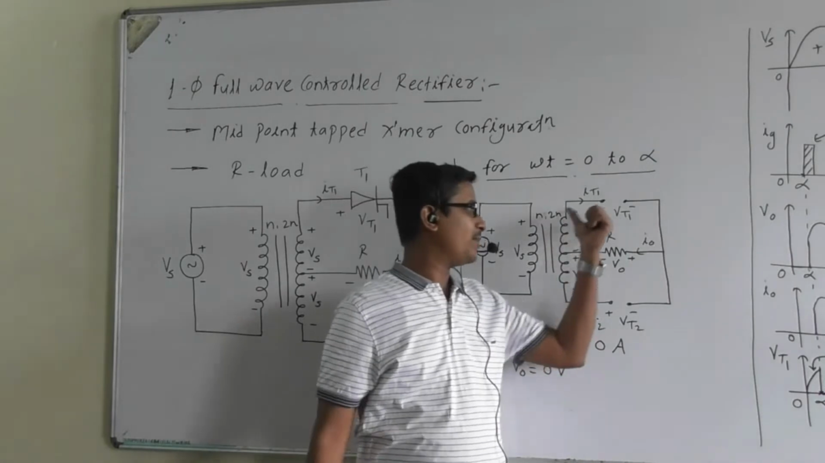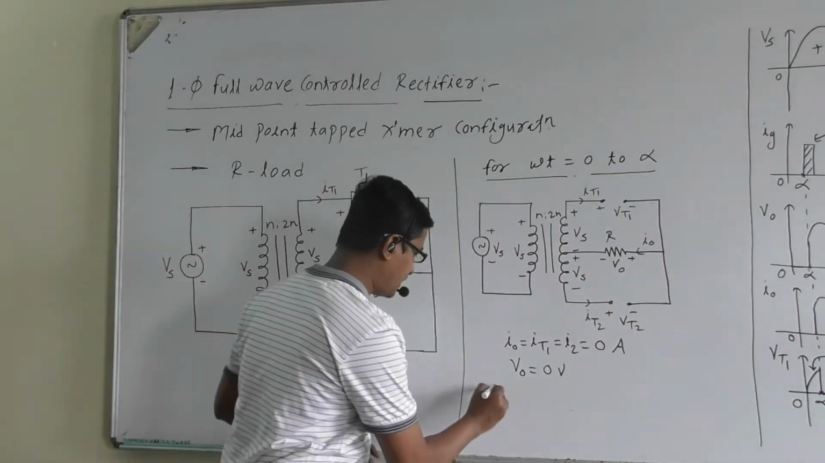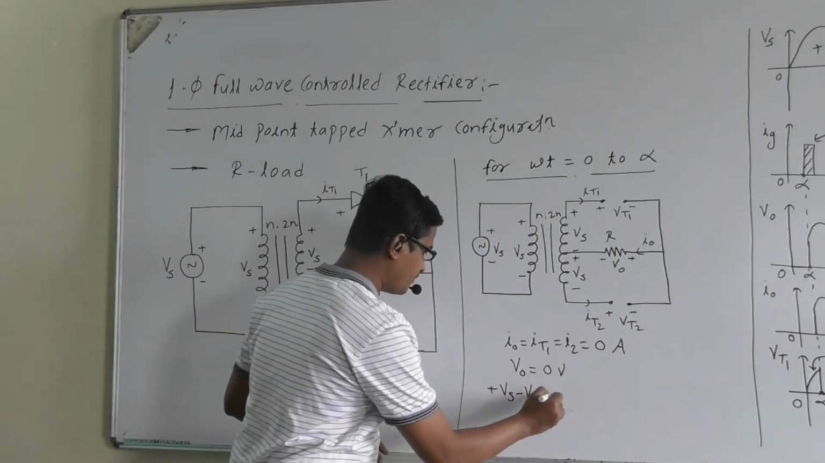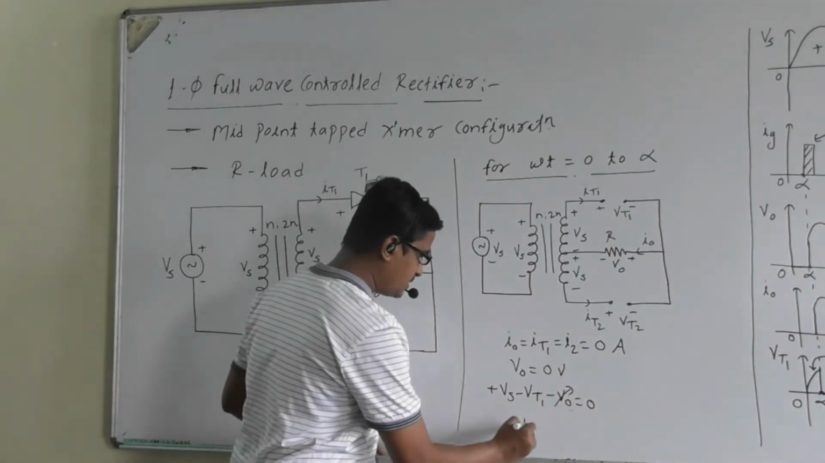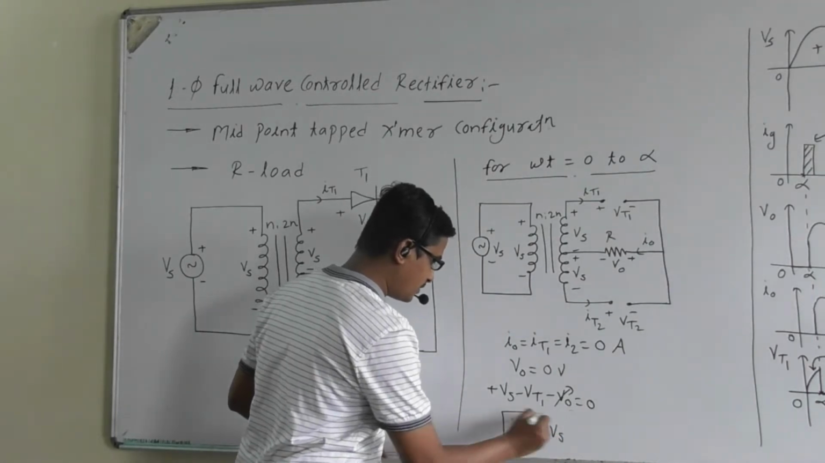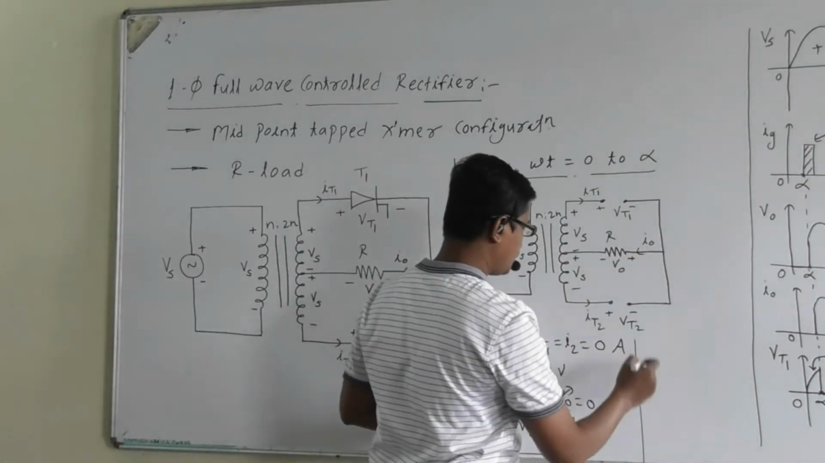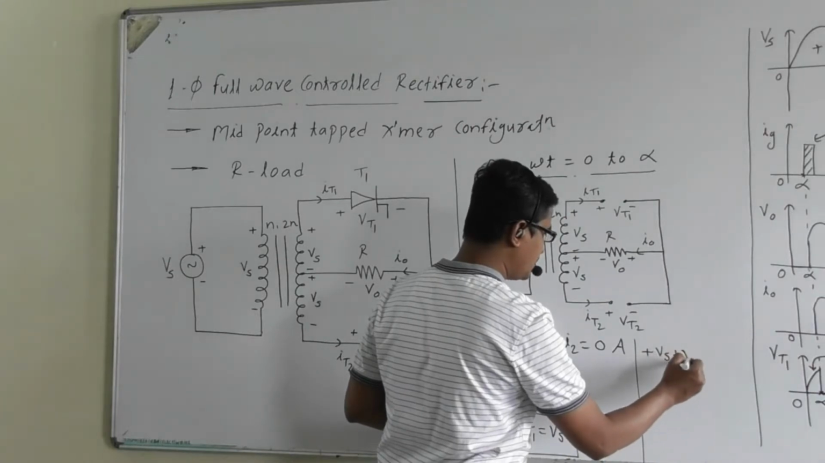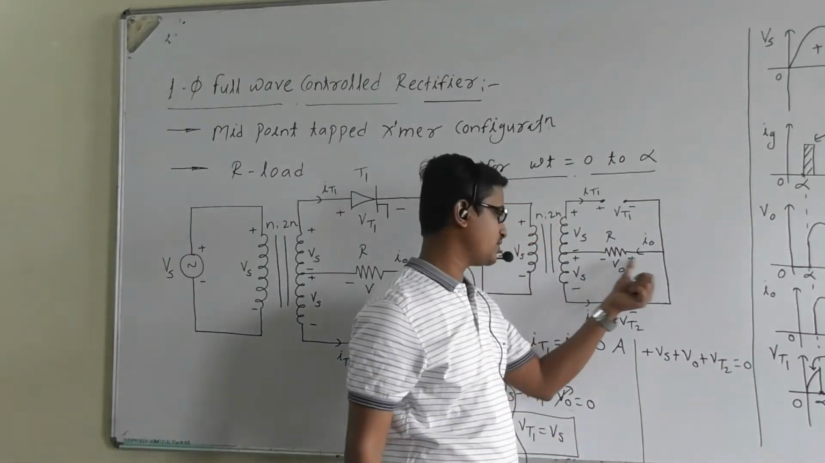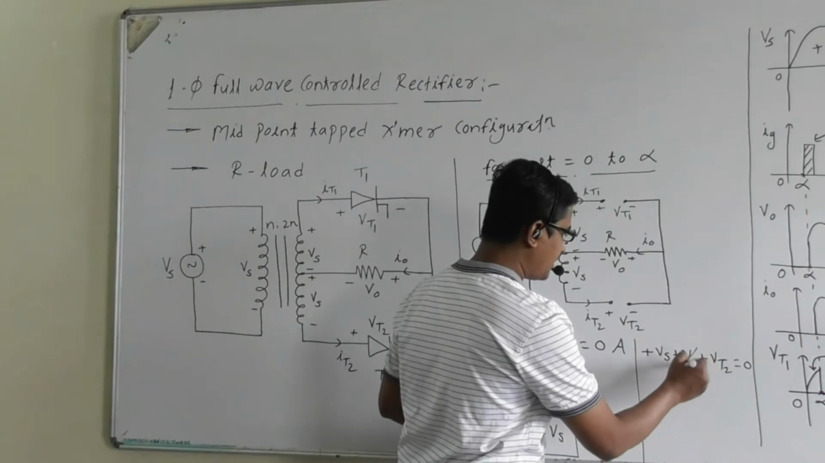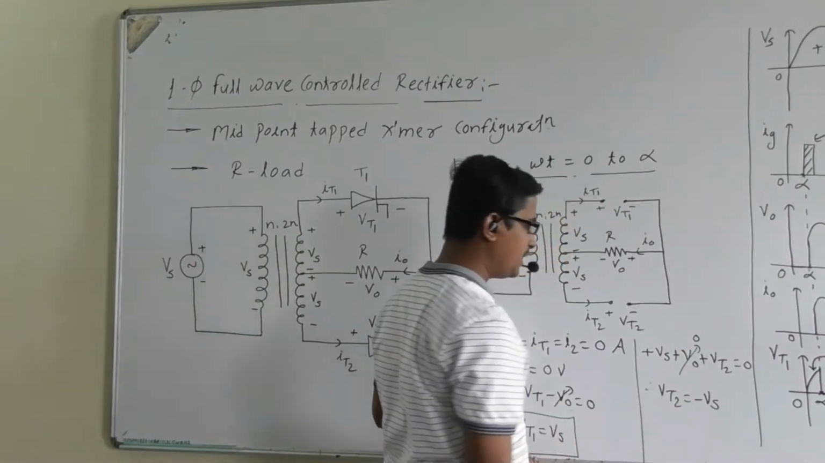Next, can I apply KVL to the first loop? It is plus Vs minus VT1 minus V0 equal to 0. Out of this, V0 is 0. So can we write VT1 is equal to the supply voltage Vs, right? Similarly, can we apply KVL to the second loop? So it is plus Vs plus V0 plus VT2 equal to 0, right? Out of that, V0 is 0. So we can write VT2 is equal to minus Vs, right?